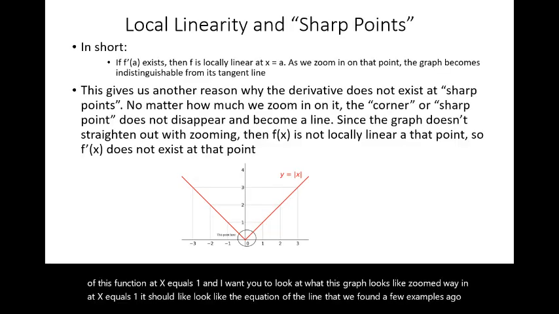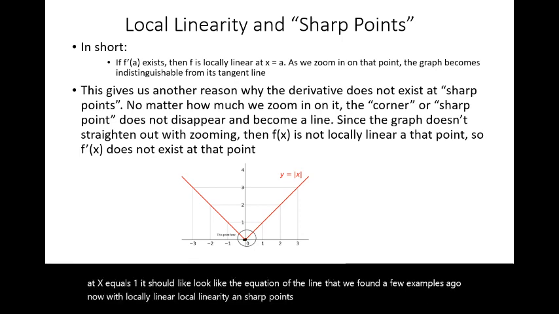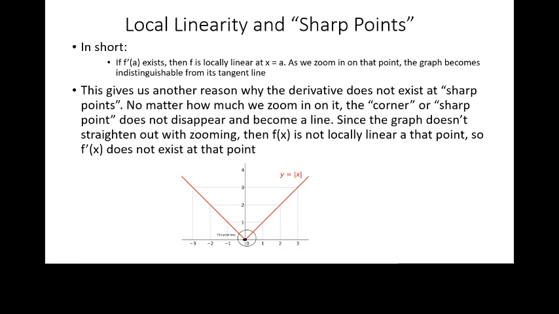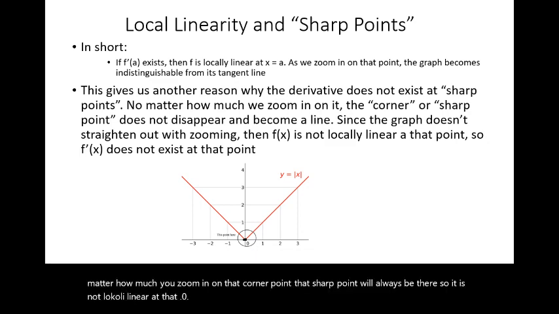Now, with local linearity and sharp points, no matter how far you zoom in on this corner, will that corner ever go away? No, it won't. No matter how much you zoom in on that corner point, that sharp point will always be there. So it is not locally linear at that point 0, because as you zoom way in, it's still going to look like a corner, it's still not going to look like a line. In order to be differentiable, a function needs to be locally linear at that point, so that is why the derivative does not exist at that point.